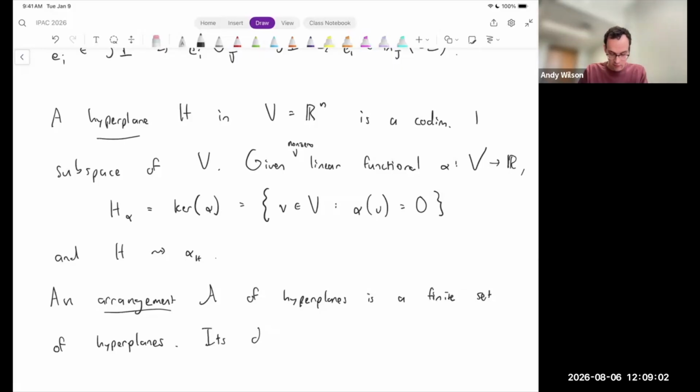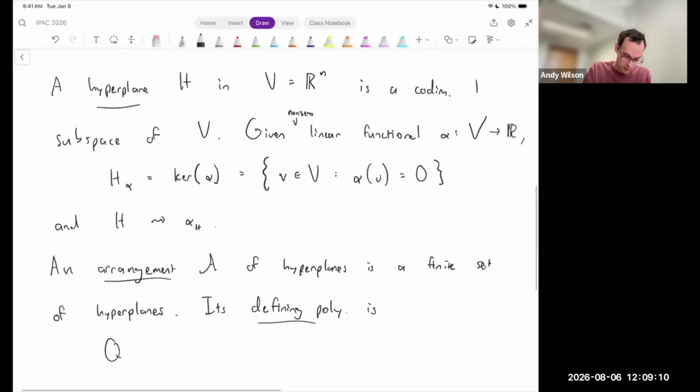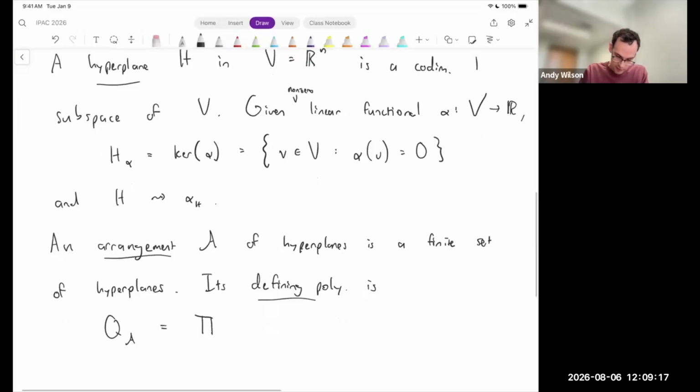Given such an arrangement, we have what's called the defining polynomial. This is written with a Q. This is just the product, let's see, over all the hyperplanes in the arrangement, we take their associated linear functional. So this is a polynomial, right? Only defined up to constant multiplication again, but a product of linear forms, one for each hyperplane.